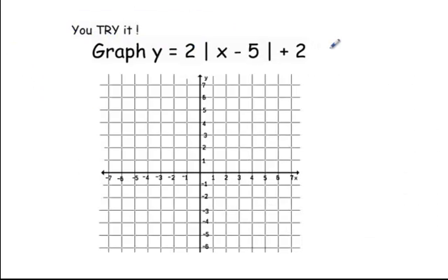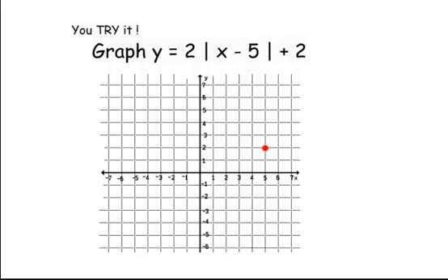Okay, now I'm going to give you a chance to try. I've got a few of these. I've got 3. You try it, so you can see it on your paper if you have a handout in front of you. So try each of the first 3 and then come back to the video and see how you did.